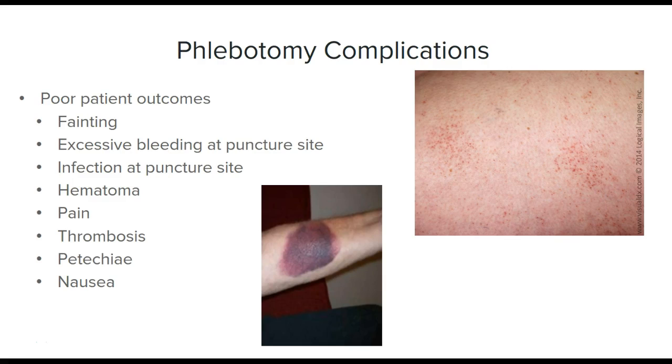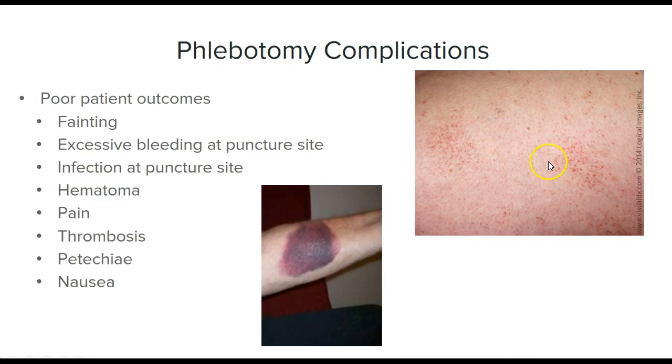Also, sometimes we can have excessive bleeding, especially if the patient's on a blood thinner. Infection at the puncture site, which is rare. A hematoma, this is an example of a really bad hematoma, and this is where the patient bleeds under the skin. Pain: if there's a lot of pain, then usually the phlebotomist has accidentally punctured a tendon. Thrombosis, which would be a clot, and that's not very common as well.